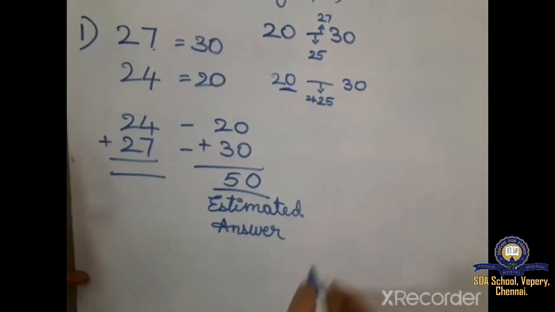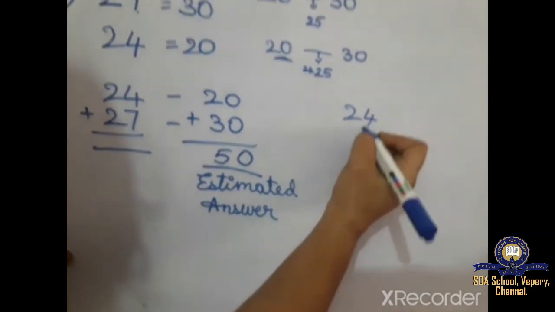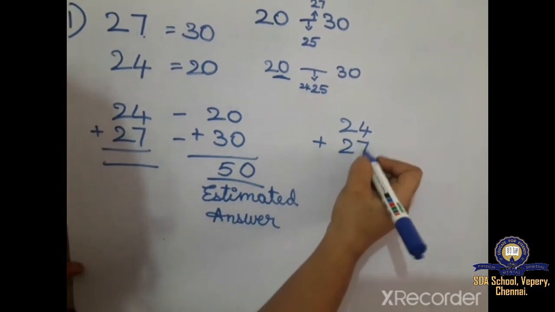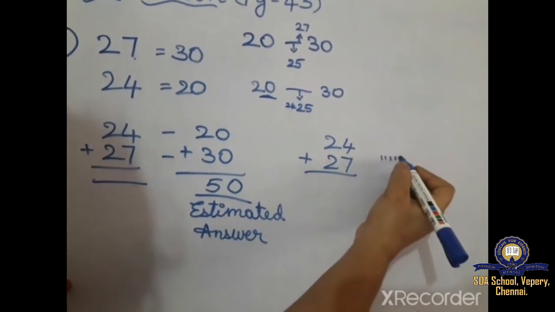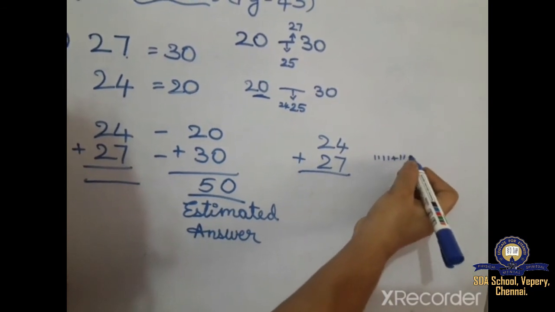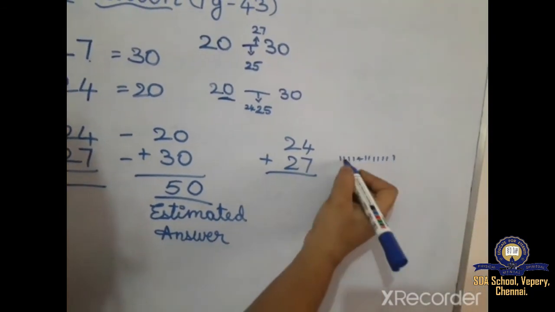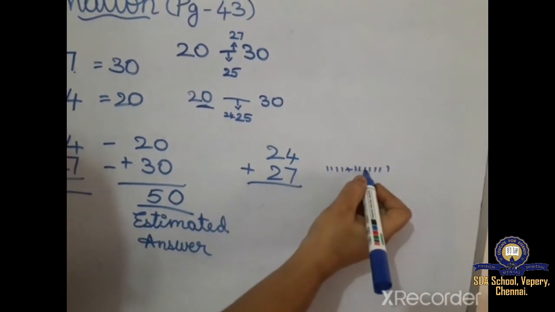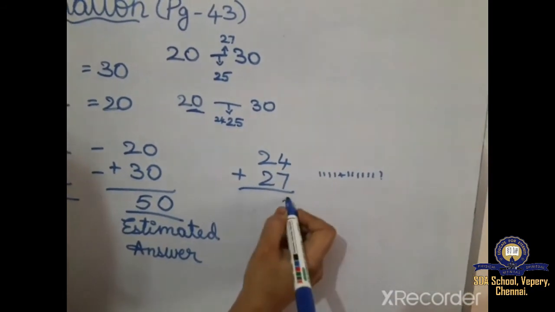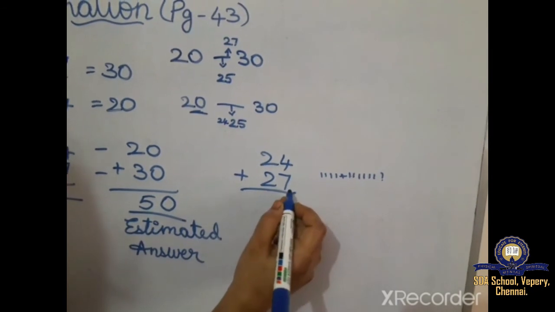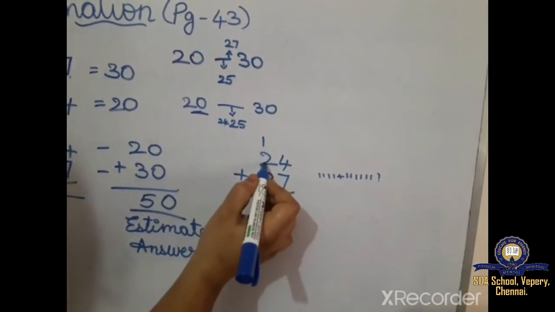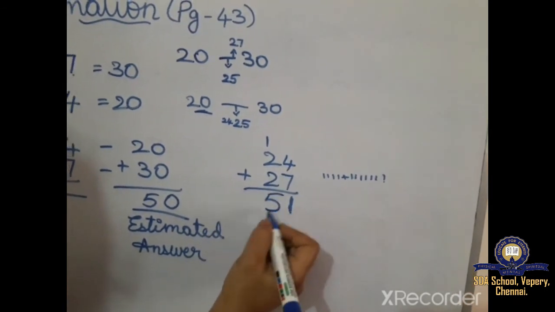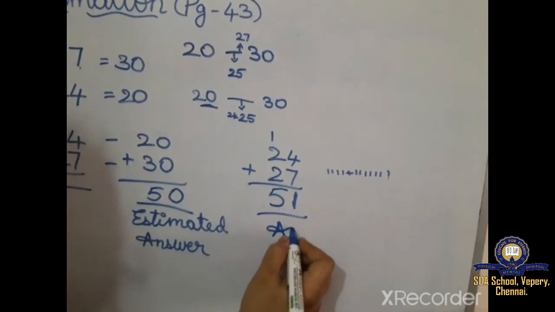Now what is the actual answer? Actual sum is 24 plus 27. 4 plus 7? 1, 2, 3, 4 plus 7. 4, 5, 6, 7, 8, 9, 10, 11. 11. So 1 here and 1 up here. 1 plus 2, 3. 3 plus 2, 5. 51. This is the actual answer.